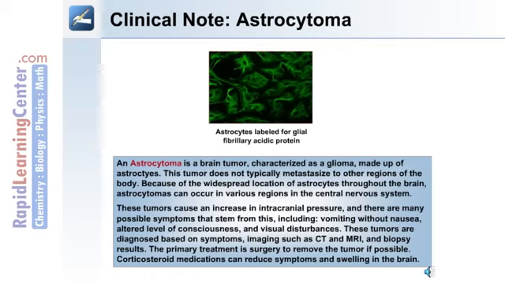This leads to many possible symptoms that stem from this problem, including vomiting without nausea, an altered level of consciousness, and visual disturbances. These tumors are diagnosed based on symptoms and imaging such as a CT and MRI, as well as a biopsy. The primary treatment is surgery to remove the tumor if possible. And to reduce the swelling and intracranial pressure, corticosteroid medications can be used.